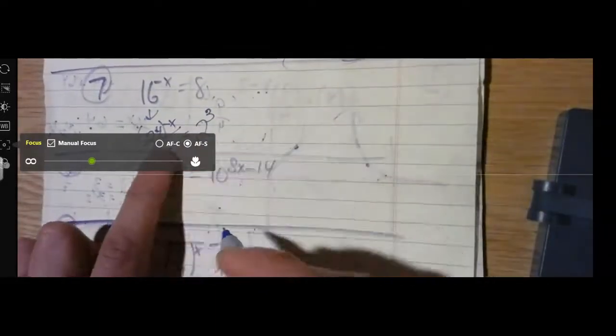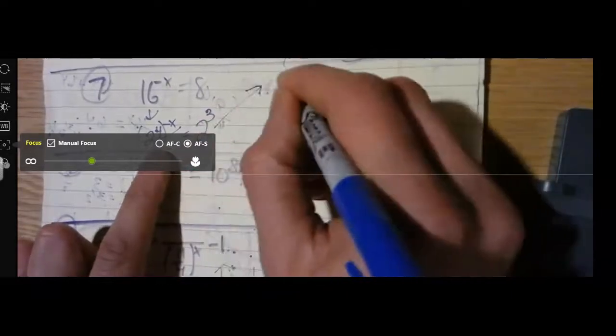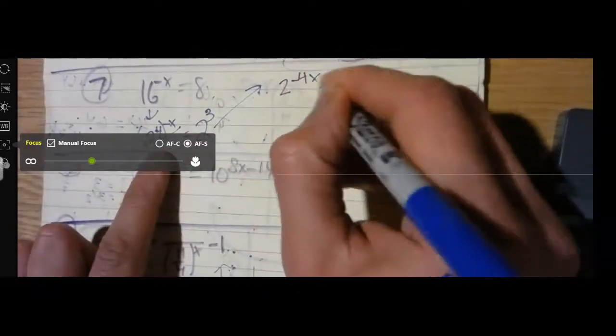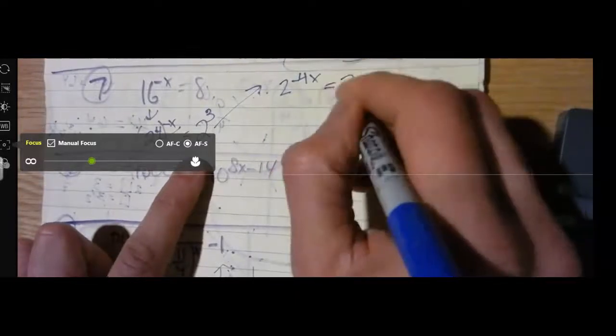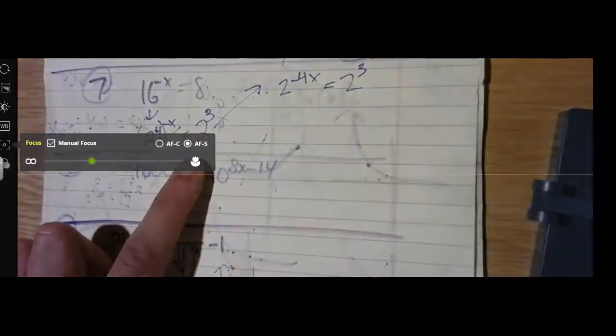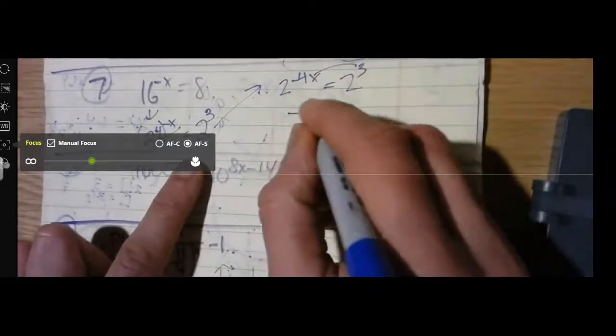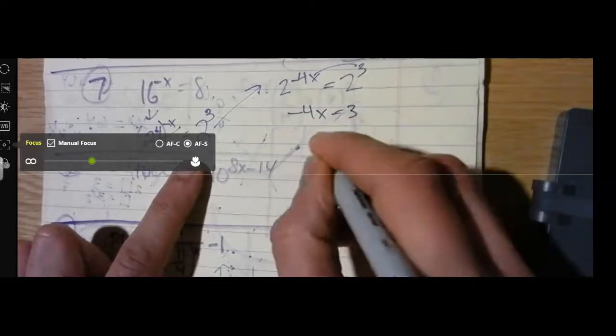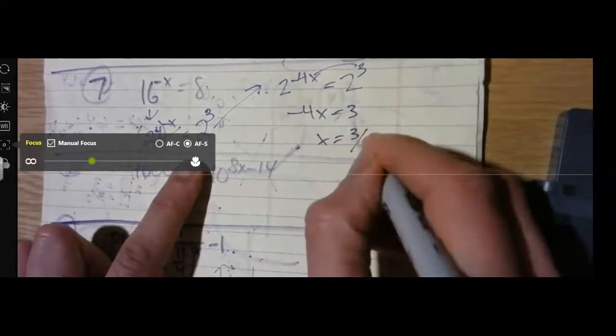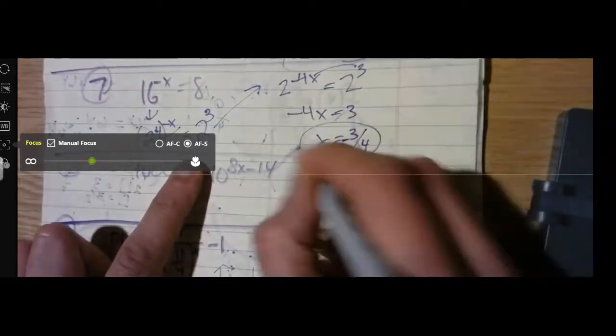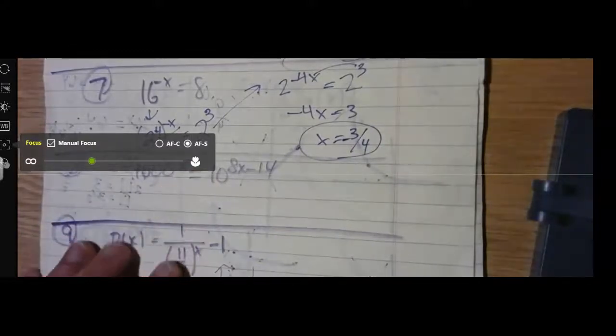So now we can rewrite this. We have to multiply these exponents right here. So going up here, we're going to have 2 to the negative 4x is equal to 2 to the 3rd power. Okay? 2 to the negative 4x is equal to 2 to the 3rd power. And then we could equate these exponents to each other. So we're going to have negative 4x equals 3. And we have x is equal to 3/4, and make that negative. So negative 3/4. Here's our final answer for that one.